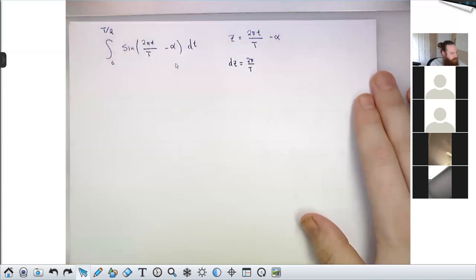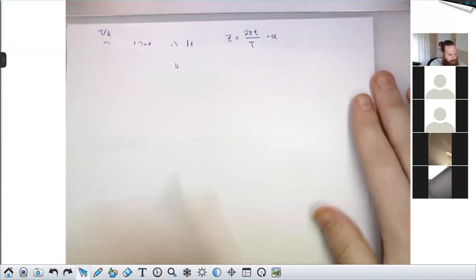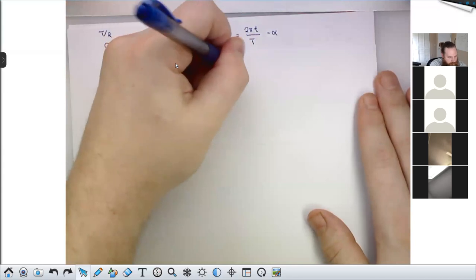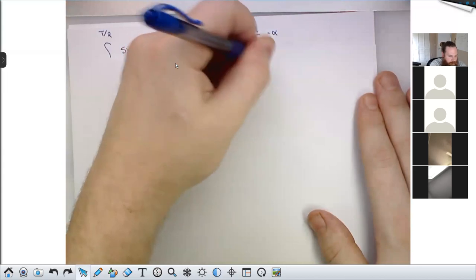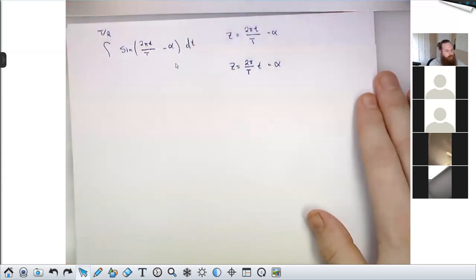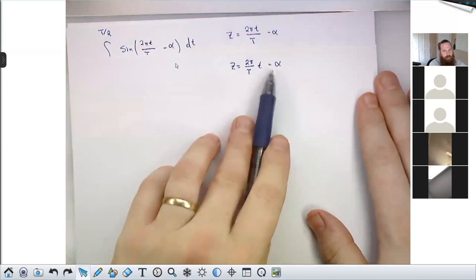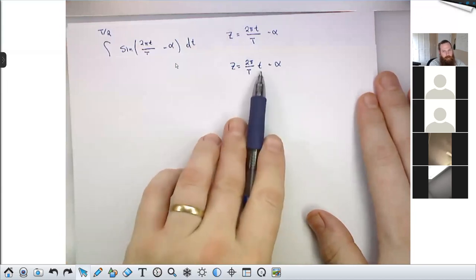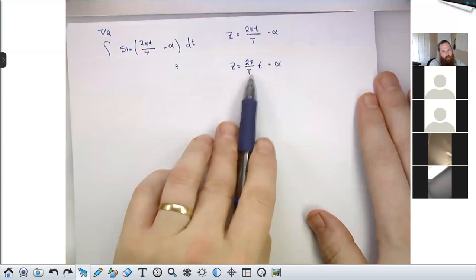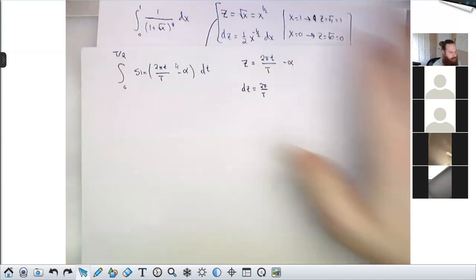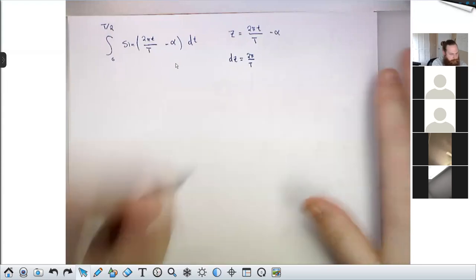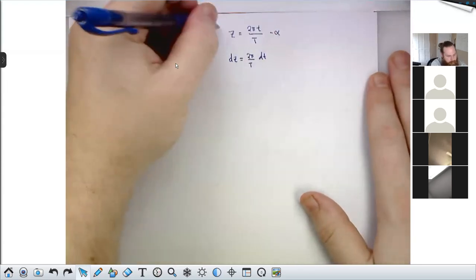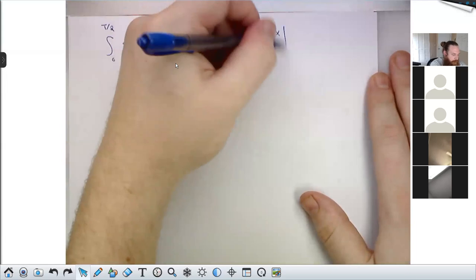This is really a linear function, right? I can show you why. z is 2 pi over big T times little t minus alpha. So when you differentiate this, this goes away, it's a constant. This becomes a 1, so you just get 2 pi over big T d little t. We also need to change our bounds.